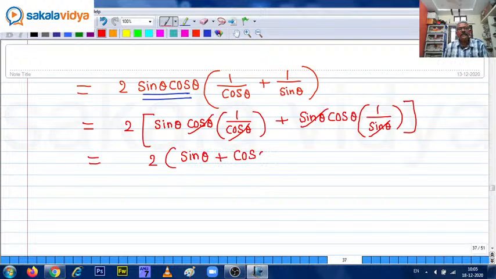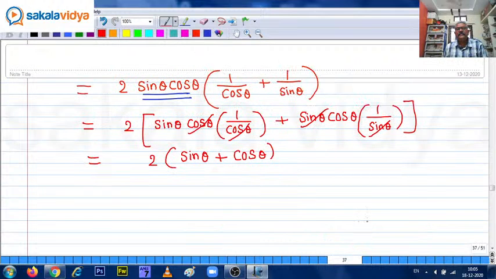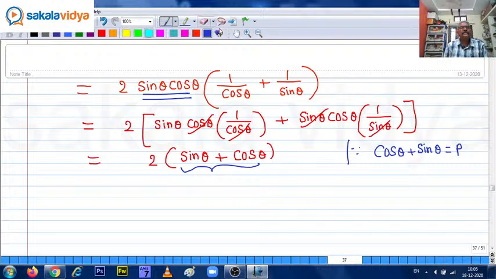So what does sin theta plus cos theta stand for, as per the given data? Just see, sin theta plus cos theta is nothing but P. So since cos theta plus sin theta or sin theta plus cos theta is P, this is replaced by P. So now we get this equals 2P. This is RHS. Hence proved.